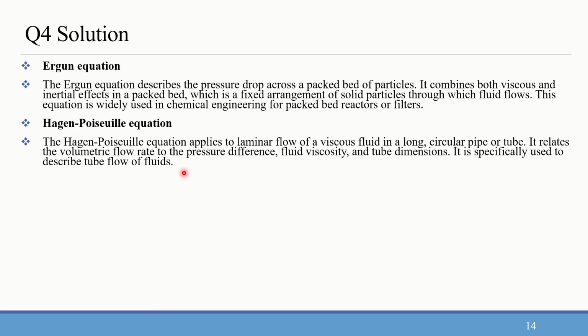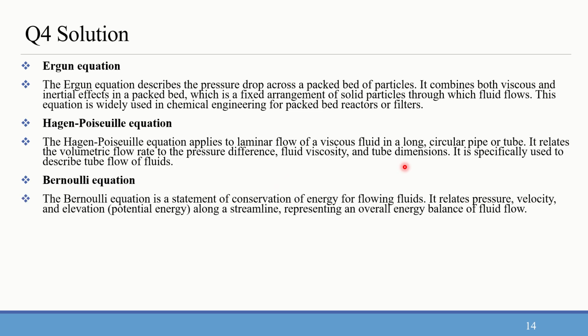The Hagen-Poiseuille equation applies to laminar flow of a viscous fluid in a long circular pipe or tube. It relates the volumetric flow rate to the pressure difference, fluid viscosity and tube dimensions. So it is specifically used to describe tube flow of fluids. And third one, it is Bernoulli equation. So the Bernoulli equation is a statement of conservation of energy for flowing fluids. It relates pressure, velocity, elevation along a streamline representing an overall energy balance of fluid flow.